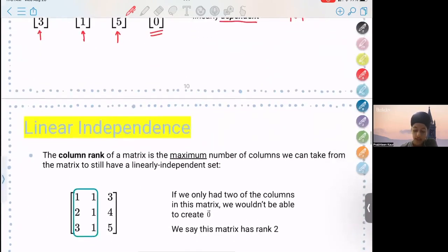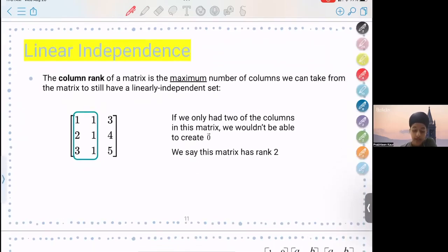So related to linear independence is column rank. The column rank of a matrix is the maximum number of columns that we can take from the matrix to still have a linearly independent set. So basically, how many of the columns are linearly independent? And we want the max, right?